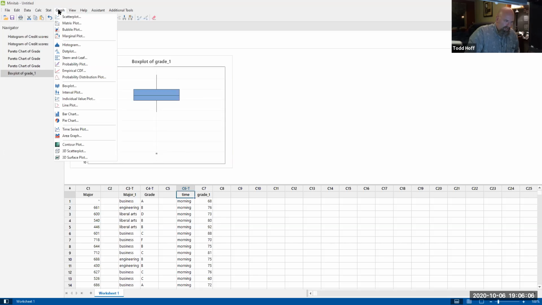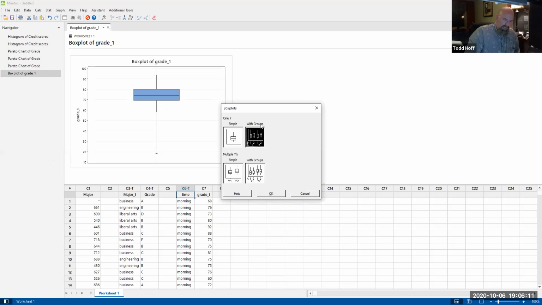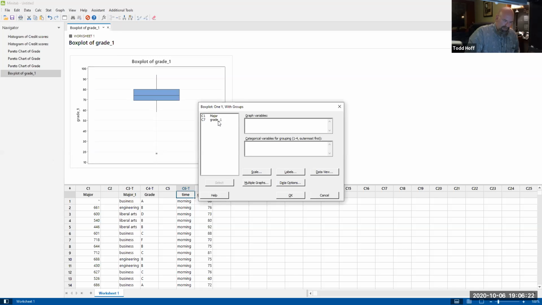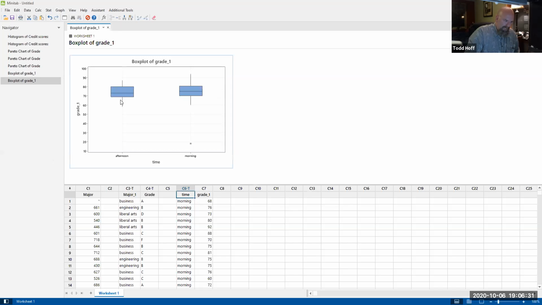Let's go back here to Graphs and Box Plot. I'm going to do With Groups. So what that means is we are going to split them up by morning or afternoon. I'm still going to put grade in as my graph variable, but my groups is going to be their time. So you see now I get two box plots. This is the afternoon and this is the morning. And this is what's called a comparative box plot. Both box plots are on the same axis over here.